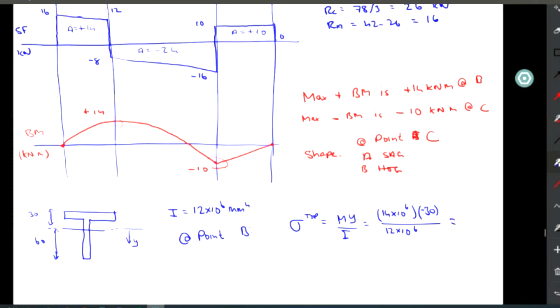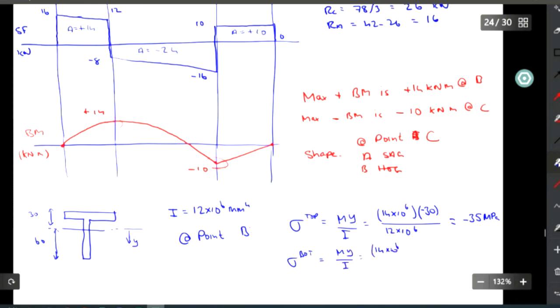is compressive, and it's minus 35 if my maths is correct, megapascals. Bottom stress at point B is, again, the bending moment is the same. This is now plus 60, and the I value is the same, so that's just double, so it's 70 megapascals.